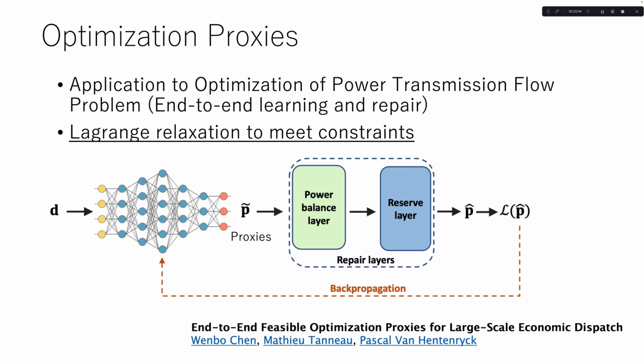Additionally, they used Lagrange relaxation to adjust the parameters to satisfy constraints. The power transmission flow problem, characterized by a constant structure and the need for real-time responses, serves as an effective example of where optimization proxies can be advantageous.